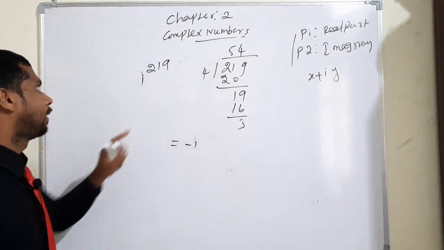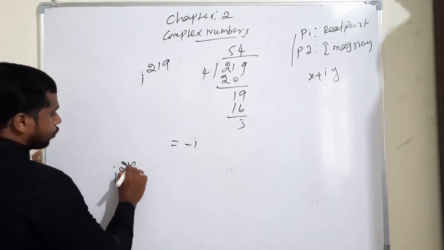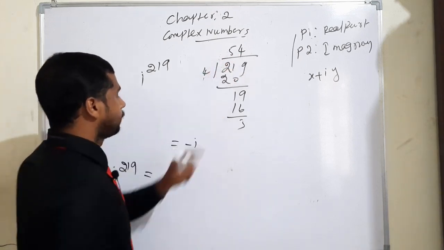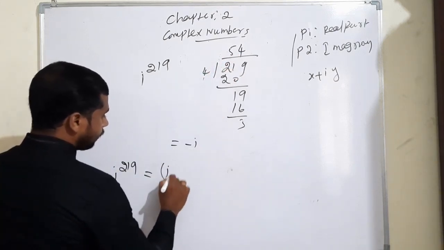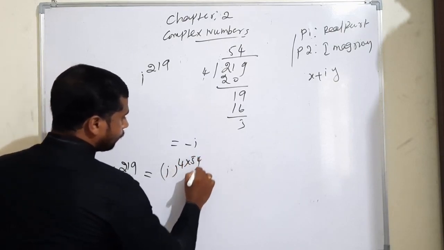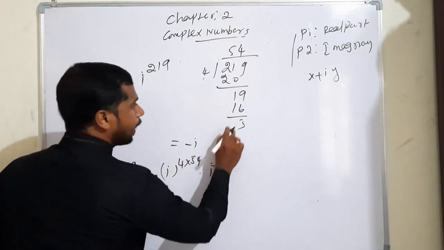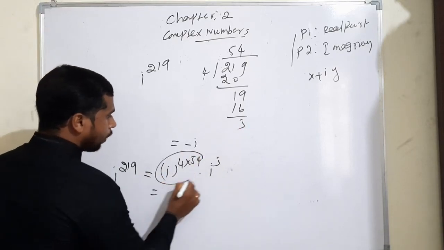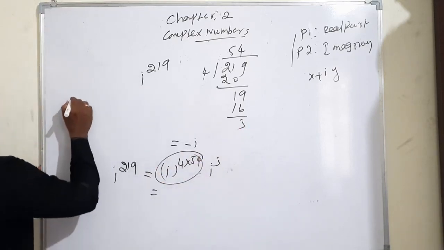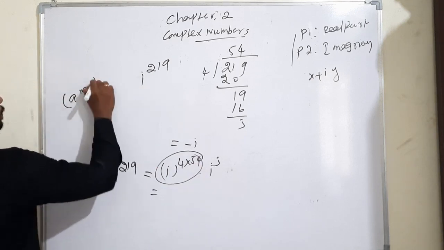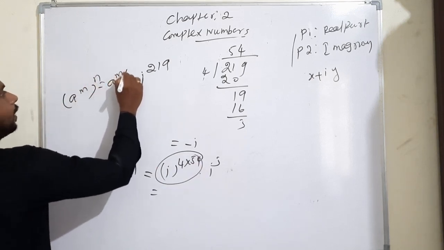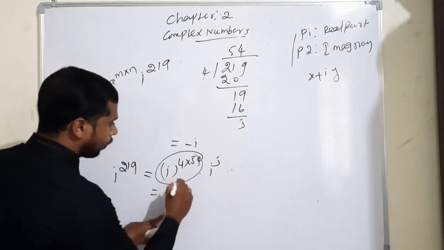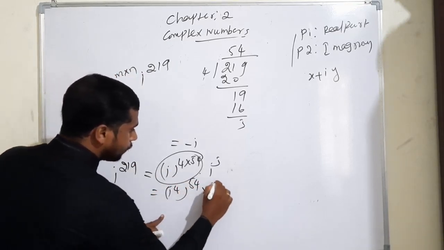How? Check it here. i to the power 219, what is the value? i to the power 4 into 54, into i to the power 3, the balance. The balance we can write separately. Then this is one formula: (a to the power m) to the power n means a to the power m into n. So we can now write i to the power 4, the whole term to the power 54, into i cube.